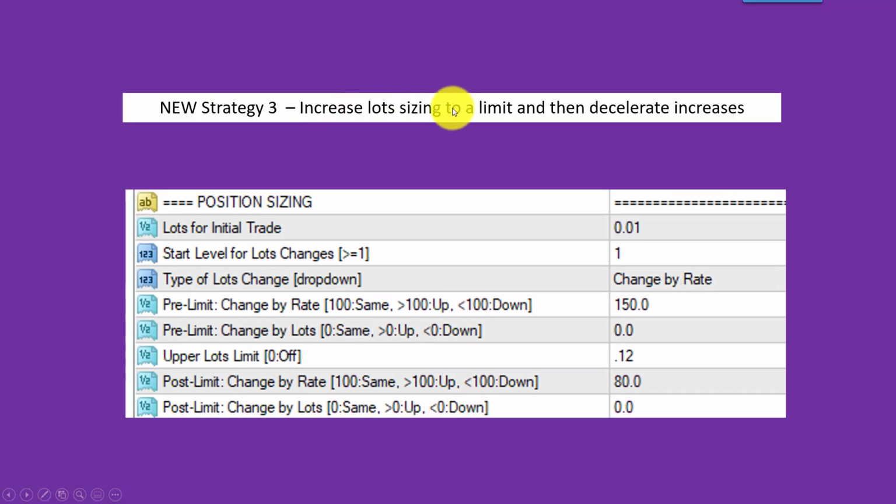Then the third one is increasing the lot sizes to a limit and then decelerating the increases. So here you start at 0.01, you increase it by 150% again, those are all example settings, and it reaches that point, and then the EA will say, well, what do you want me to do now? And then you can tell it, okay, now you start decreasing the amount. So there's an increase phase and then there's a decrease phase. These are all strategies that actually work based on the market conditions that exist at a particular time. So the trader can be very clever and use different strategies to run this particular EA.